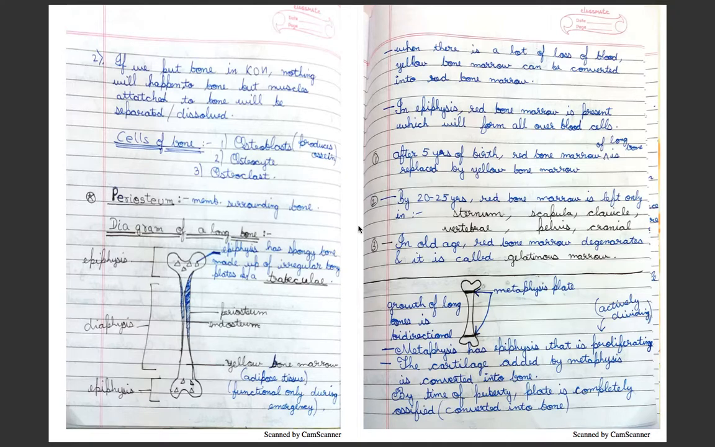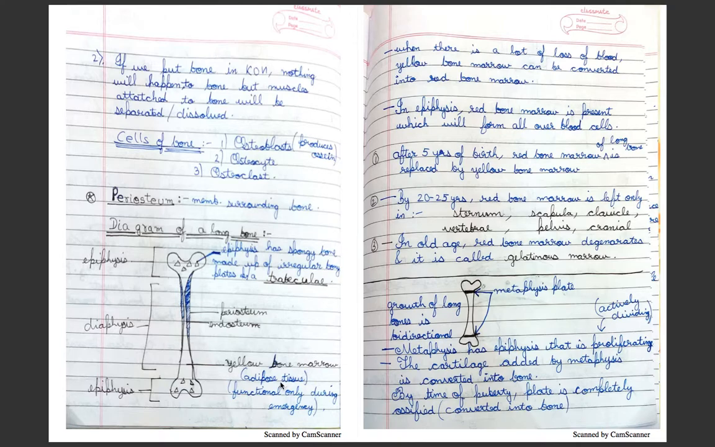Here is a diagram of a long bone, which has two parts: on the two ends of the long bone is the epiphysis, and the long part is called the diaphysis. The epiphysis has small spongy bone made up of irregular bony plates known as trabeculae. The diaphysis has periosteum on the outer side and endosteum on the inner side, and the middle part holds yellow bone marrow.